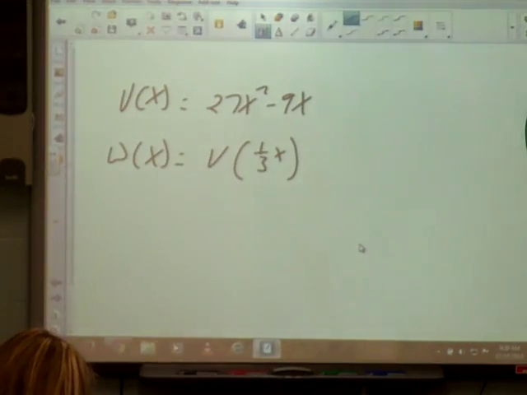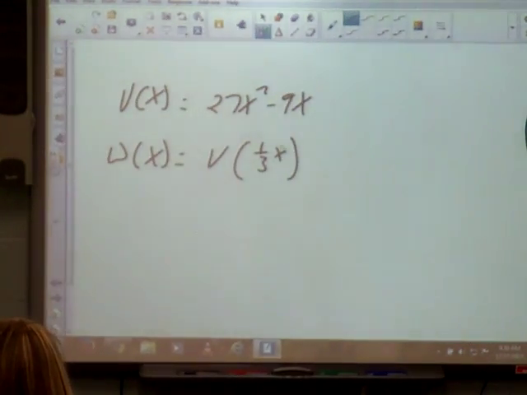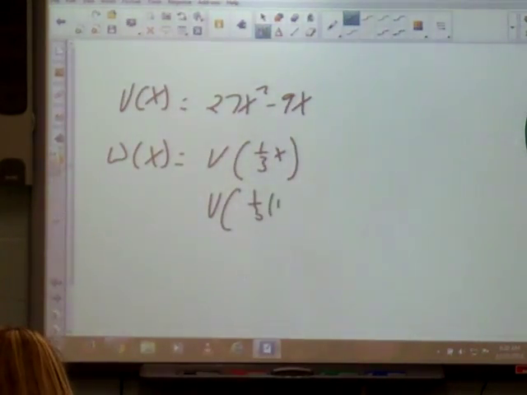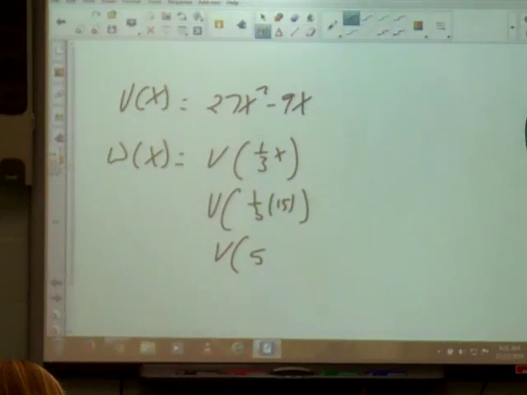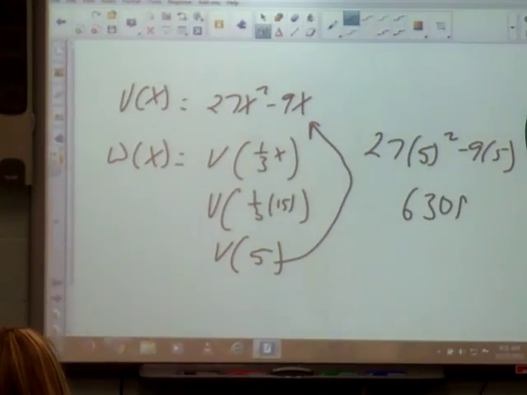This says write a rule for W, find W of 15. So we're going to go to the W one here and plug a 15 in. What's 1/3 of 15? 5. So that means we've got to take that 5 and plug it into the v function, because this says v of 5 now. So you're going to have 27 times 5 squared minus 9 times 5. I didn't write it all down, 25 times 27. I ended up getting 630 feet.